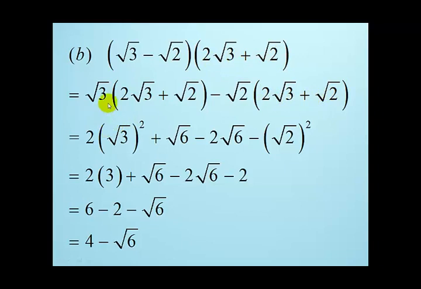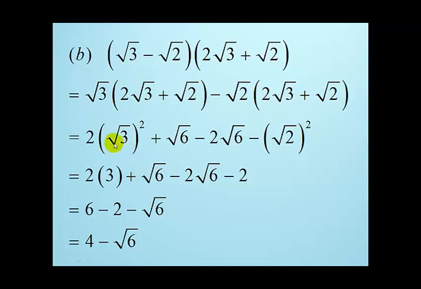Now root 3 times 2 root 3 will be 2 root 3 all square, plus root 3 times root 2 will be equal to root 6. That is 3 times 2 is giving us 6. So root 3 times root 2 is equal to root 6, minus root 2 times 2 root 3. Because the coefficient of the root 2 equals 1, 1 times the 2 will give us 2, and root 2 times root 3 is equal to root 6, minus root 2 times root 2 is root 2 all square.